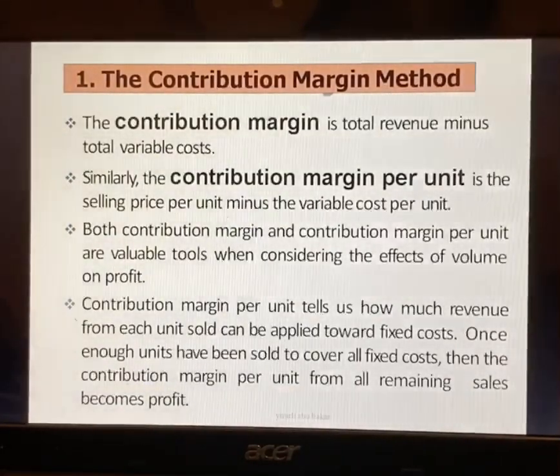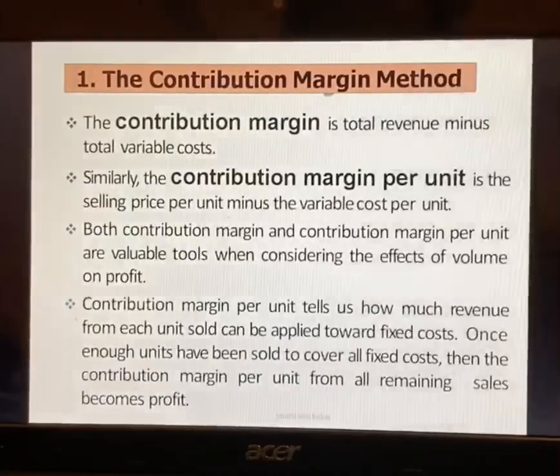Contribution margin per unit tells us how much revenue from each unit sold can be applied towards fixed costs. Once enough units have been sold to cover all fixed costs, then the contribution margin per unit from all remaining sales becomes profit.